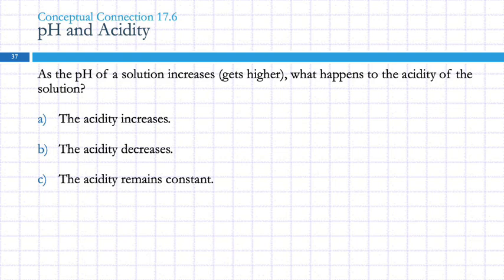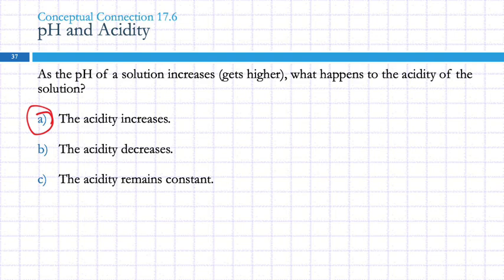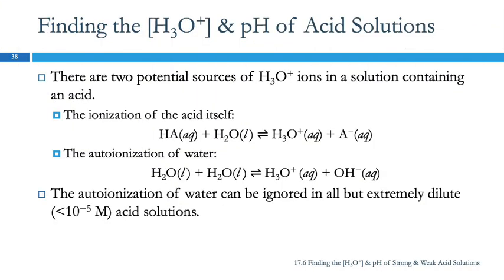I think this is the last one. So, as the pH of the solution increases, the number gets larger, what happens to the acidity? Decrease. It decreases. And I circled, it's definitely time for me to stop here because I circled the wrong one. The acidity decreases when the pH increases. Okay.